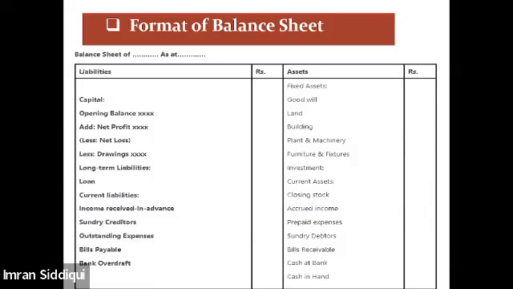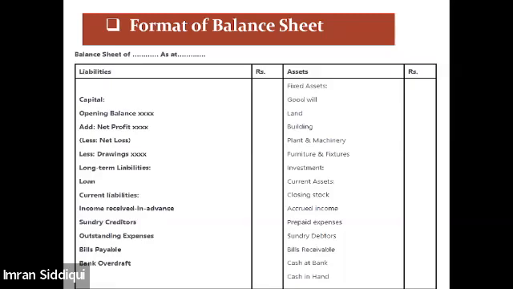On the asset side, we record all the assets like fixed assets, goodwill, land and building, plant and machinery, furniture and fixtures, investments, current assets, and all other current and non-current assets. All the assets will be recorded on the asset side of the balance sheet. And all the obligations of the company, which are liabilities, will be recorded on the liability side of the balance sheet, starting with the capital.